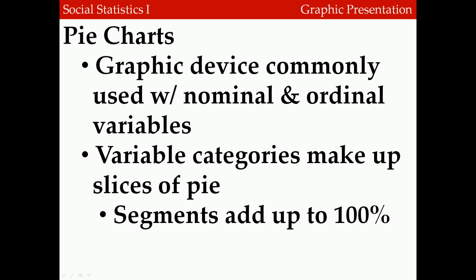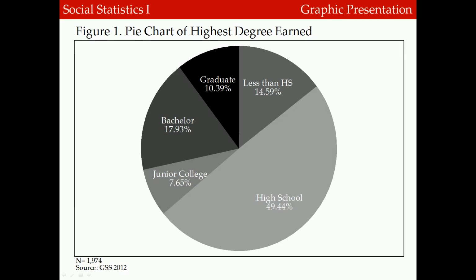Starting with a simple kind of graph, something called a pie chart. This graphical device is commonly used with nominal or ordinal variables. In it, the variable categories make up the slices of a pie, and the segments add up to 100%, or the total number of cases used in the analysis. Here's an example of a pie chart.